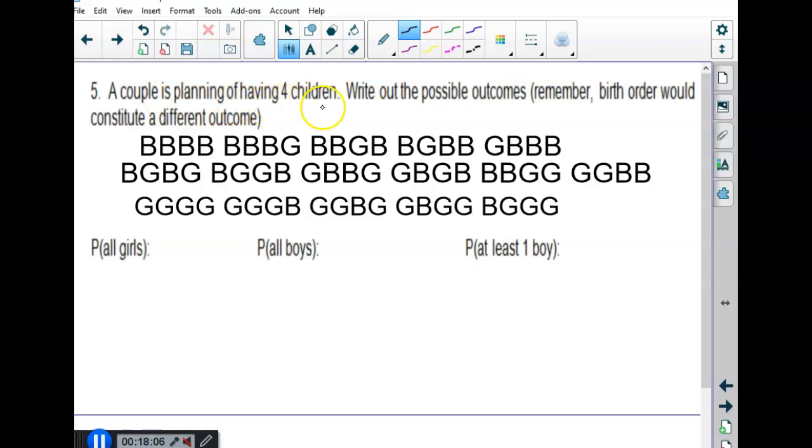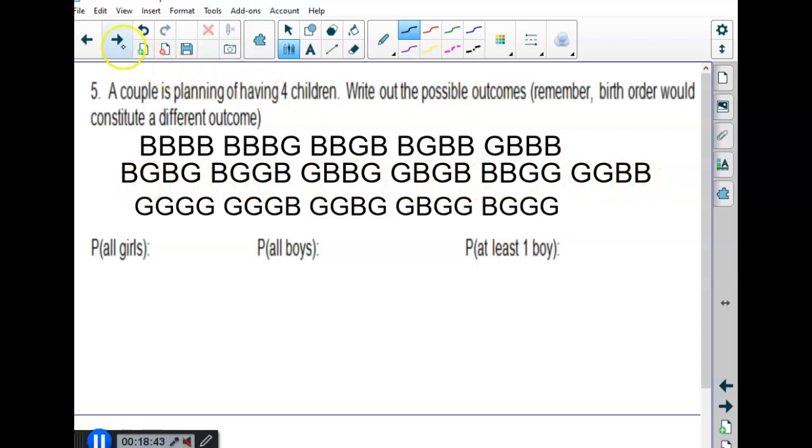A couple is planning on having 4 children. Write out the possible gender outcomes, and birth order would constitute a different outcome. It could be boy, boy, boy, boy, or boy, boy, boy, girl, or boy, boy, girl, boy. I listed the ones here that had 1 girl. So the girl could have been second, the girl could have been first, third, or last. Then I did down this last row, all girls, 1 boy last, 1 boy second, 1 boy third, 1 boy first, okay? Then this one is all the possibilities of 2 boys and 2 girls, okay?